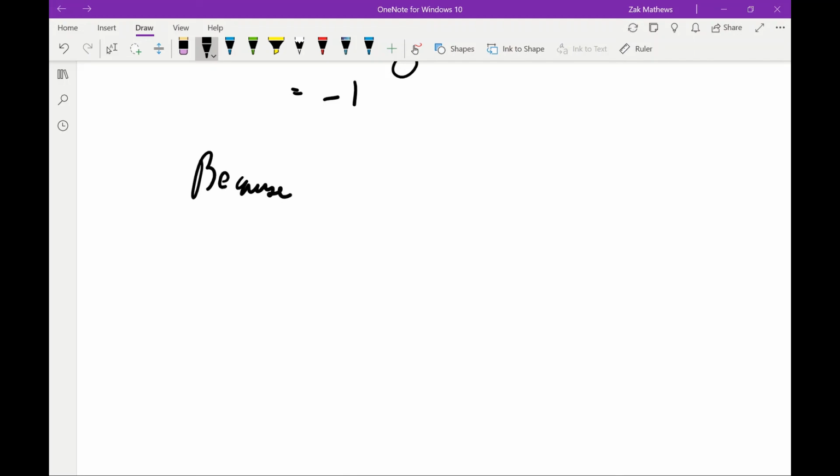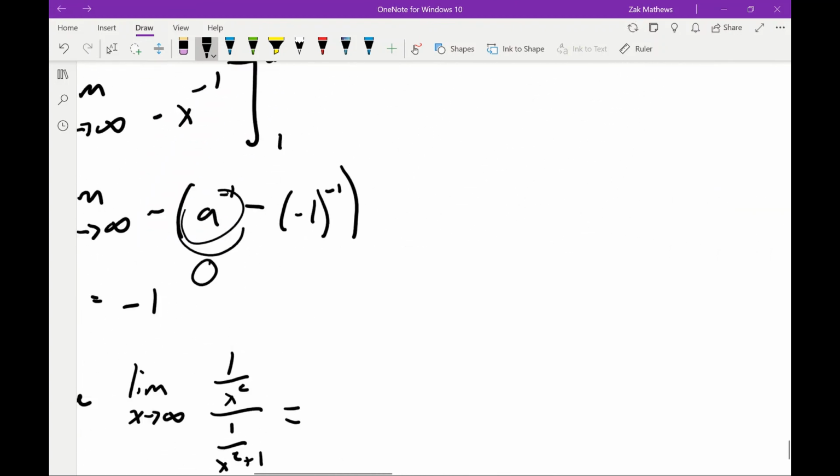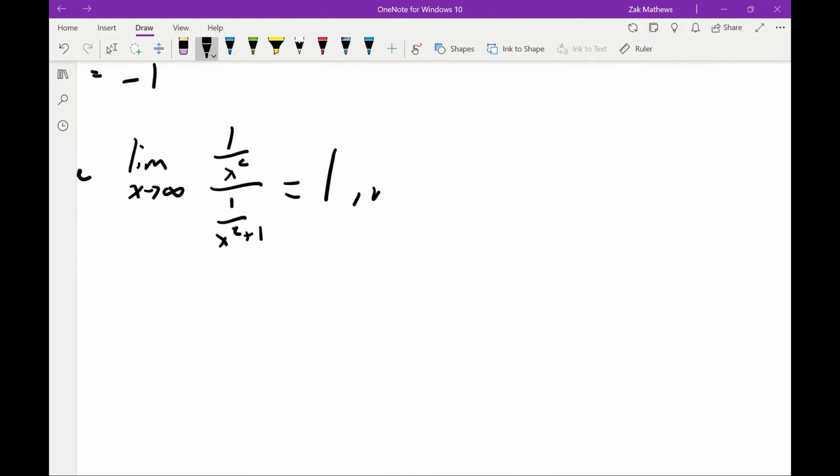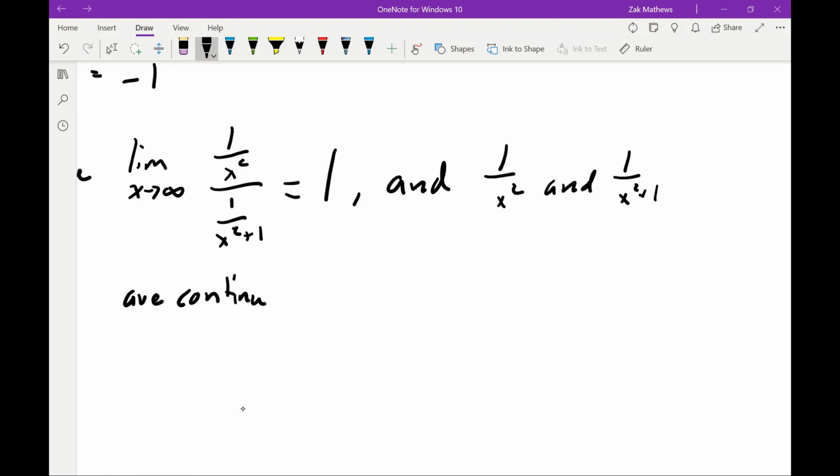Because the limit as x goes to infinity of 1 over x squared over 1 over x squared plus 1, because that limit is equal to, do we say it was, 1, and 1 over x squared and 1 over x squared plus 1 are continuous. I didn't make a big deal out of that, but I do need to make sure I'm choosing continuous positive functions.